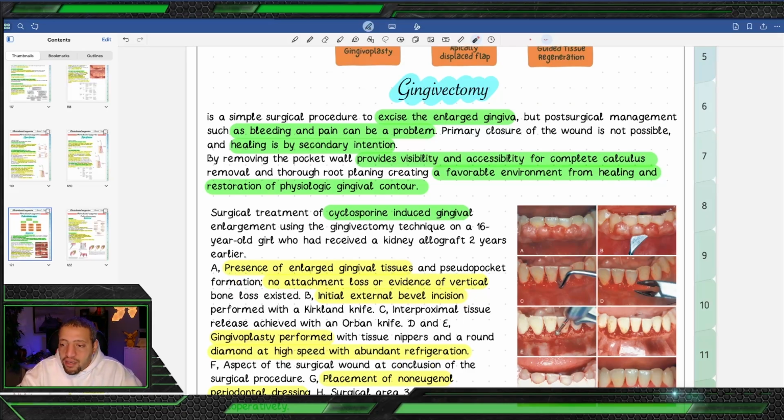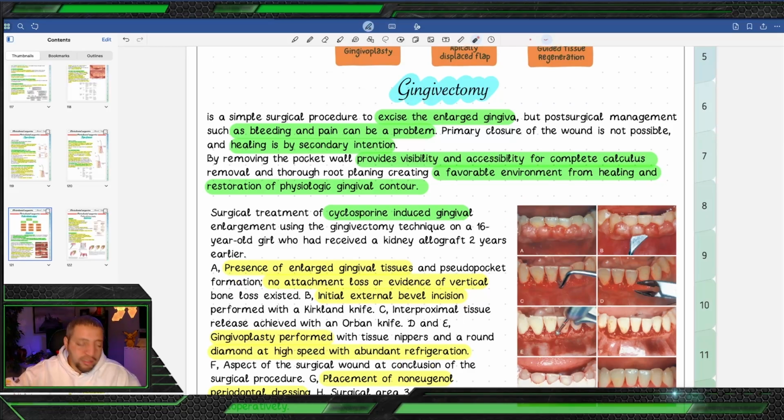Why secondary? Because you're going to end up with exposed bone, exposed periodontium, exposed soft tissue. You cut everything here, so it's really difficult. It's easy to be done, but it's difficult to be healed. Primary closure of the wound is not possible because there is no flap to retract, and healing here is done by secondary intention. And this is why if we are going to do gingivectomy on more than 6 teeth, this is too much for our patient.